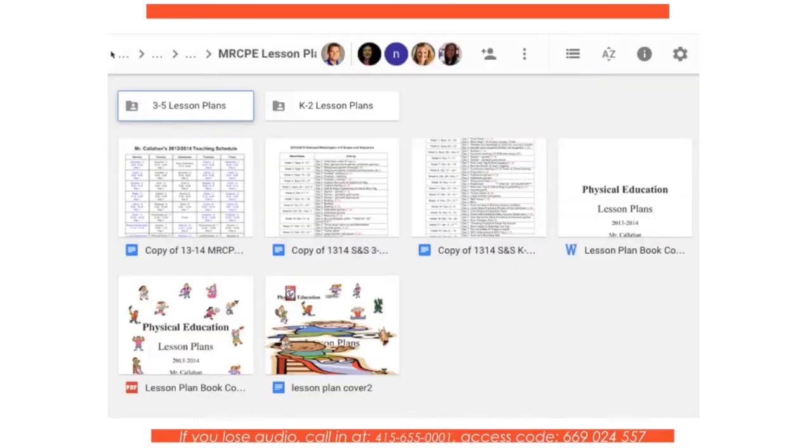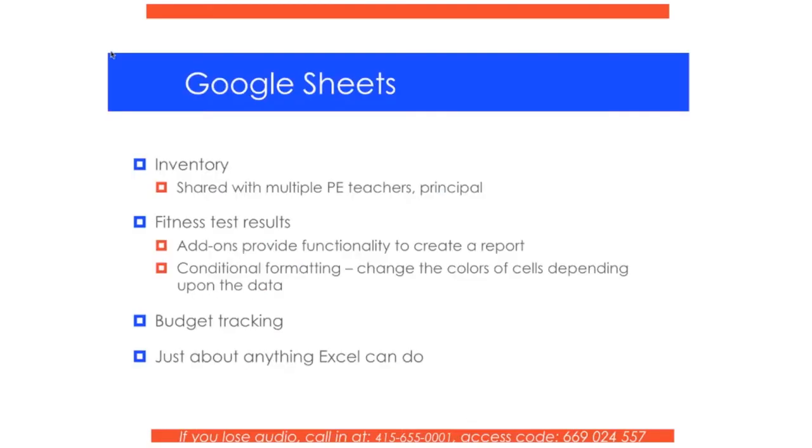The next app we'll talk about is Google Sheets. Google Sheets is basically the equivalent to Microsoft Excel. It can be used to keep inventory. It can also be used to track fitness test scores. Sheets has an add-on that merges the spreadsheet data with a document that you create. So you could make a report that could be saved and then emailed or printed for each student. I use Sheets for my budget. Really can do most of the functions Excel can do, other than a few high-end accounting features.